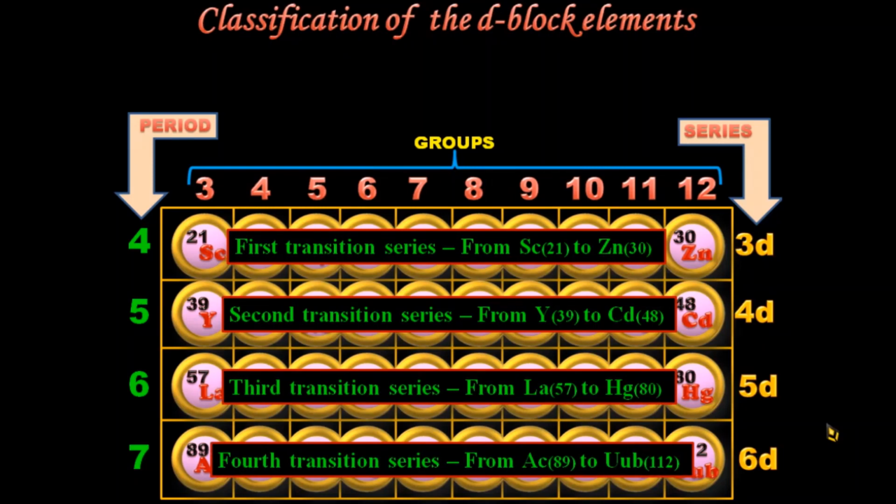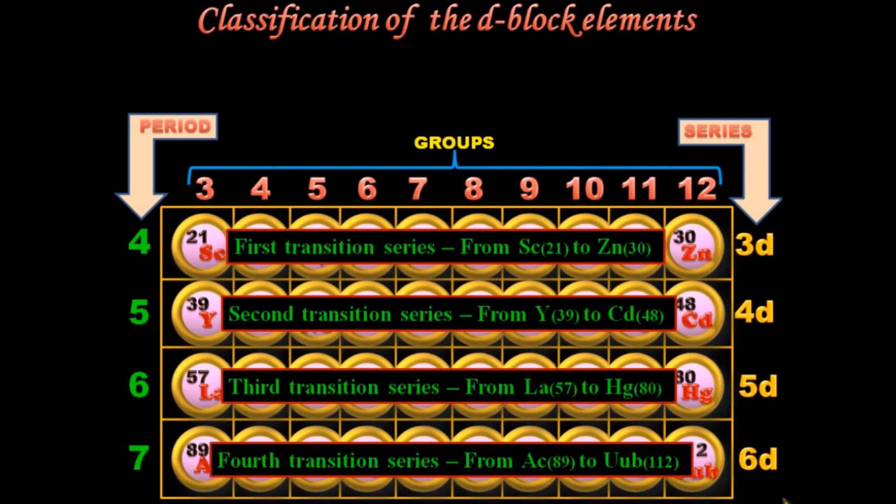The general electronic configuration of a transition element is (n-1)d1-10 ns1-2. It may be noted that the electronic configuration of zinc, cadmium and mercury can be represented by (n-1)d10 ns2. The d subshell in these elements is completely filled in the ground state.